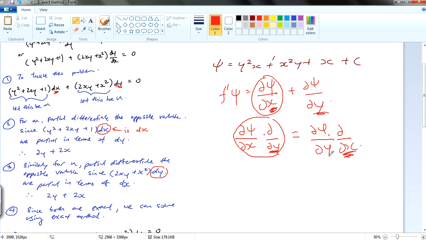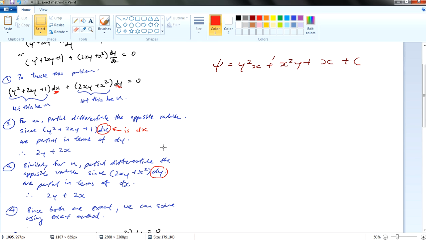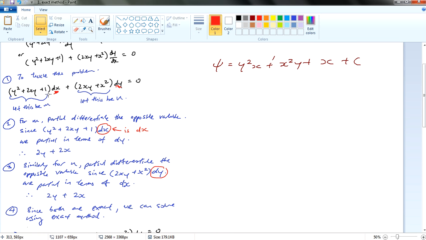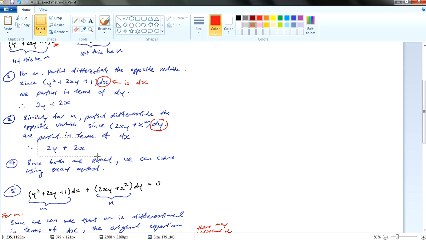So this is what it plays, and then let me clear away all this, and then put away all this, and then if you were to differentiate in terms of y for m, you get this. If you were to differentiate in terms of x for n, you get this, and therefore they are exact. Okay, because 2y plus 2x is the same as 2y plus 2x, right?